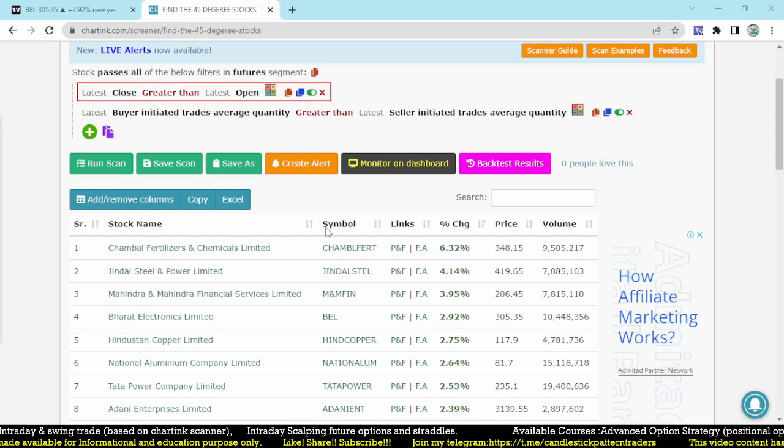That is the condition we have created: the close is greater than the latest open, so it is positive today. Those are the positive stocks which we are focusing on.